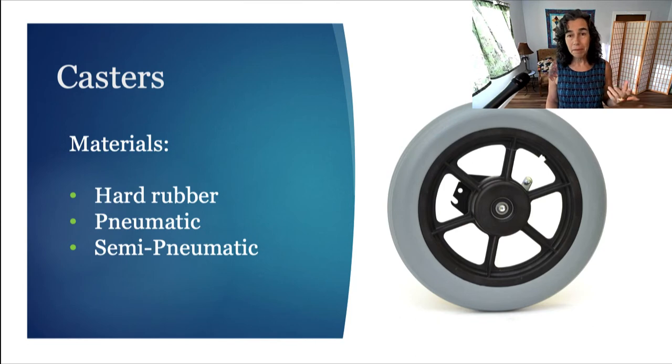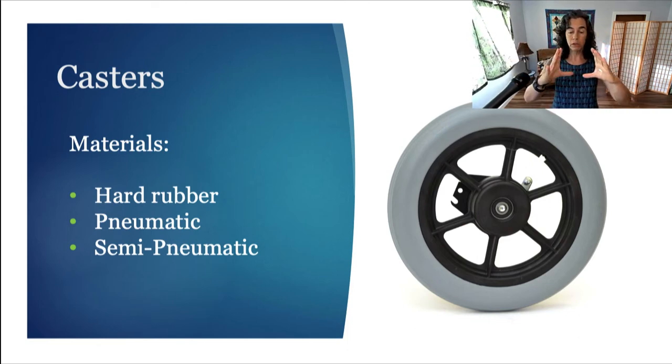Casters come in the same set of different kinds of materials that they can be made of. And they're smaller than the back wheels. So large rear wheel, small front wheel.